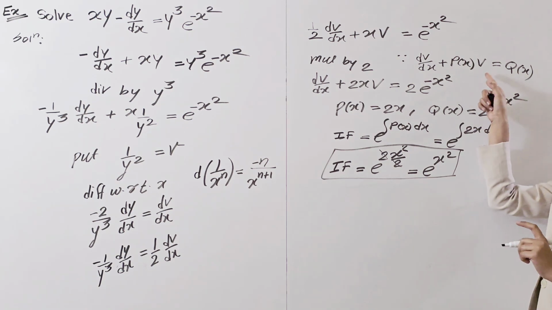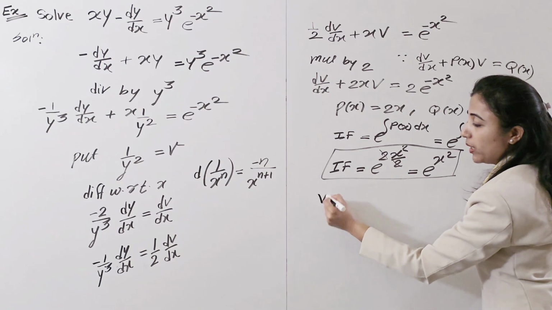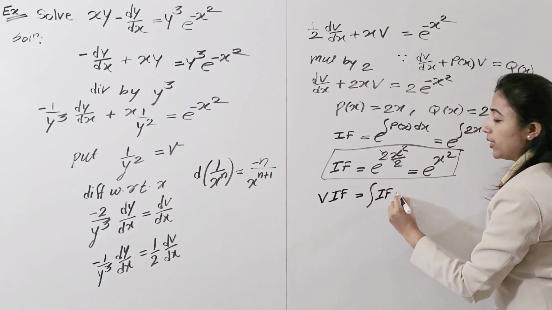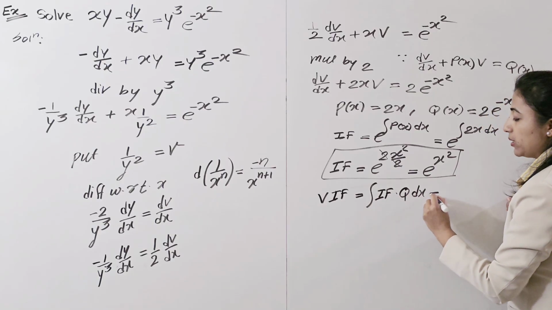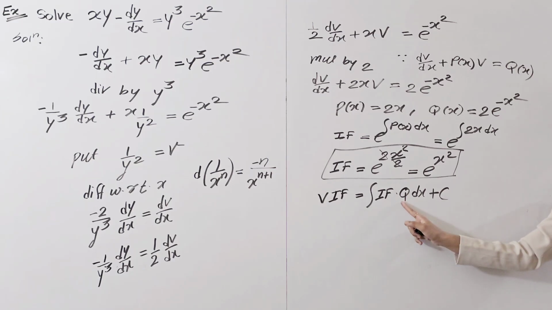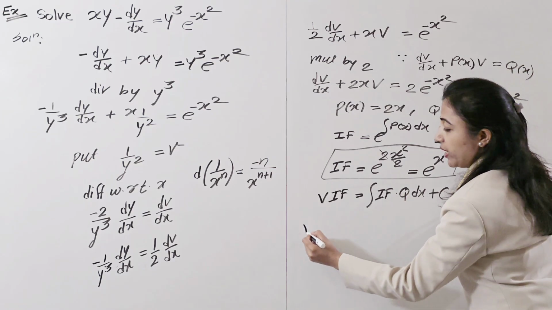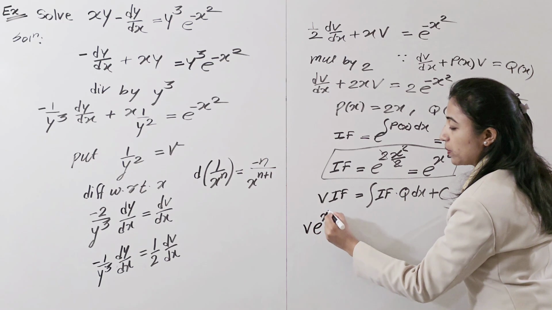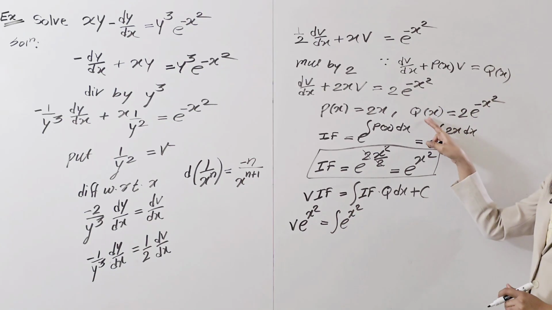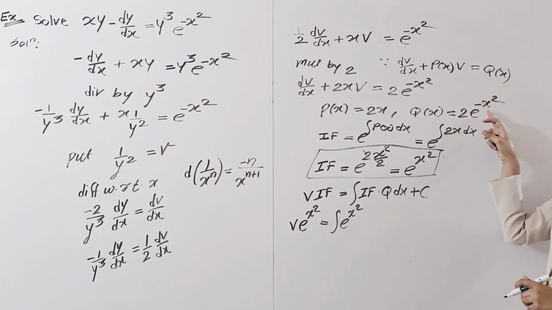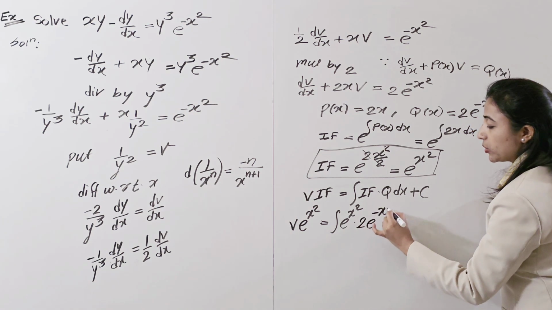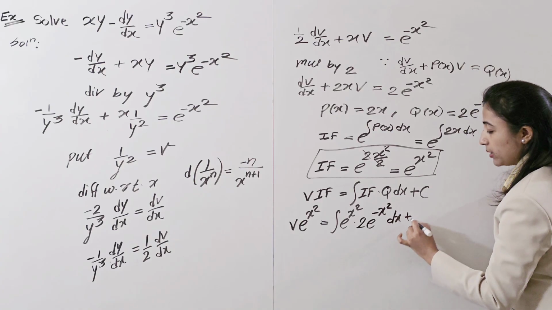So the complete solution for this linear differential equation is v into integrating factor equals integration of integrating factor into q dx plus integrating constant c. Put the value of integrating factor and function q. So here v as it is, e power x square, equals e power x square into q, and our function q is 2 e power minus x square. So here 2 e power minus x square dx plus c.